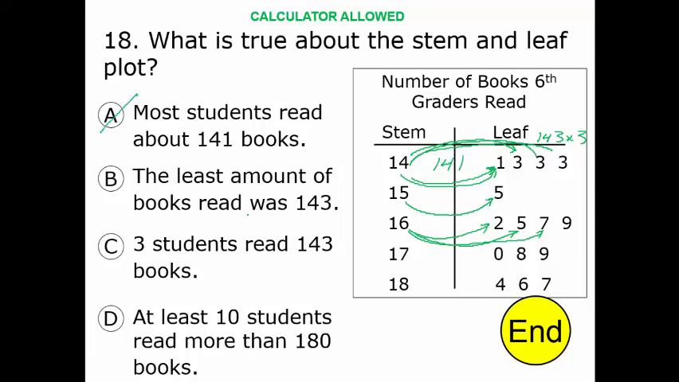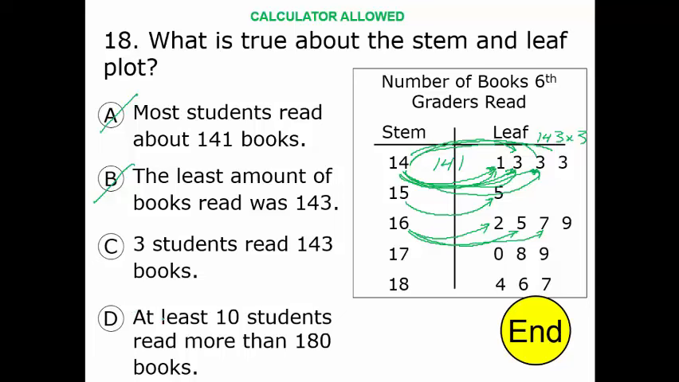So I'm going to cross off A. And then I read statement 2. The least amount of books read was 143. Again, I go over here and I say, well, there's 3 people that read 143 books. That is not the least amount of books read by a single person. So we're going to cross that off. 3 students read 143 books. Well, going back to that 143 again, certainly that looks like it could be the correct answer because there's actually 3 that are 143. So that's probably it. We're going to check letter D here.